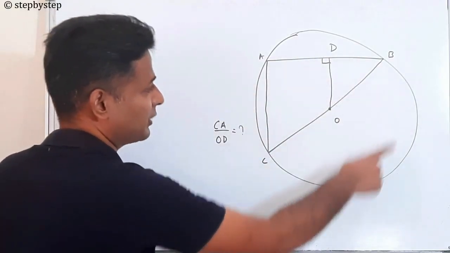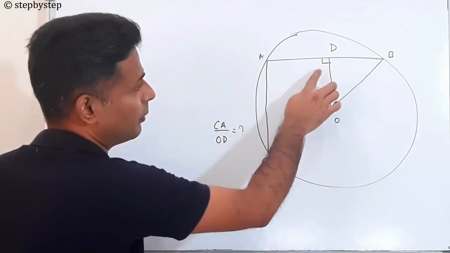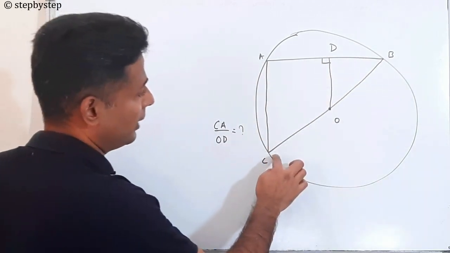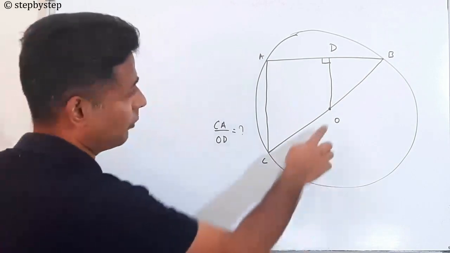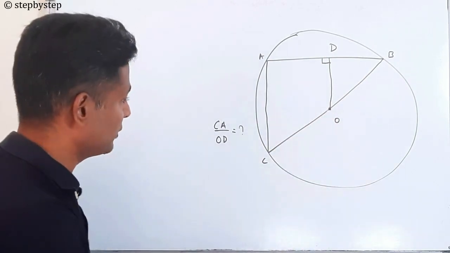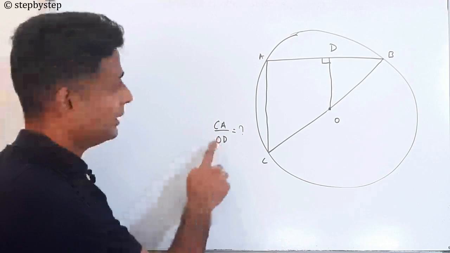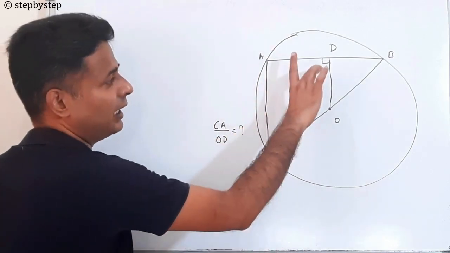First question, they have given you this figure. They have said OD is perpendicular to AB and BC is the diameter. It's obvious because O is the center point. That is what they have said. And you have been asked to find CA by OD. So you have to find CA by OD.